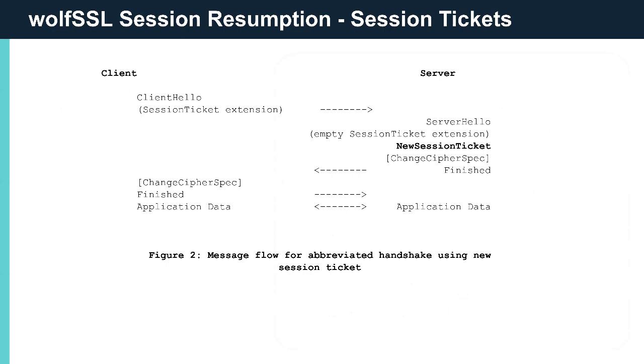So here is a client presenting a session ticket extension that has a valid ticket in it. Here's the server sending back an updated session ticket, new session ticket handshake message that the client can use for a subsequent resumption again. And you can see the handshake's also abbreviated here. There's no certificate or certificate verify messages, for example.